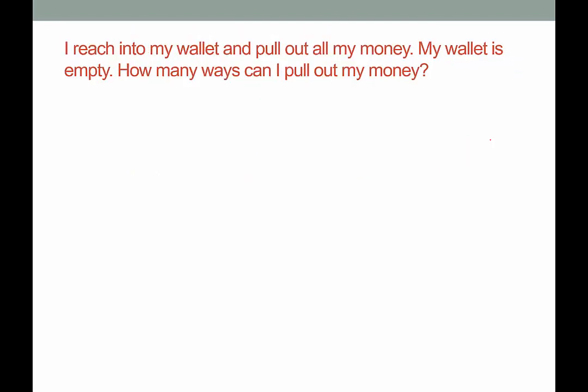Okay, in our last example, I reach into my wallet and pull out all of my money. My wallet is empty. Sad day. How many ways can I pull out my money? This is an important one because this is saying I have nothing to pull out of my wallet. So what does 0 factorial mean? Well, how many ways can I pull nothing out of my wallet? There's one way, and that's to pull nothing out of my wallet.